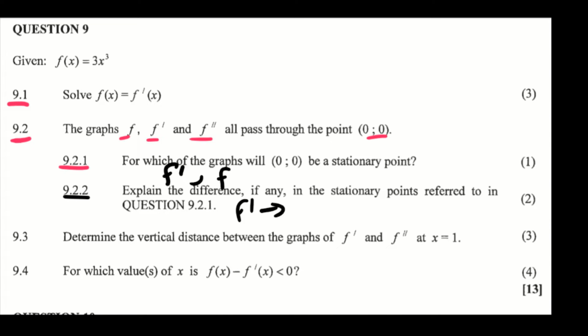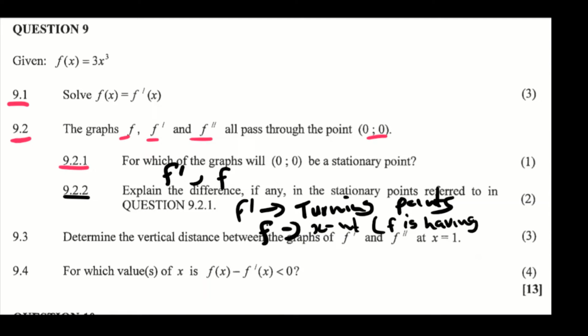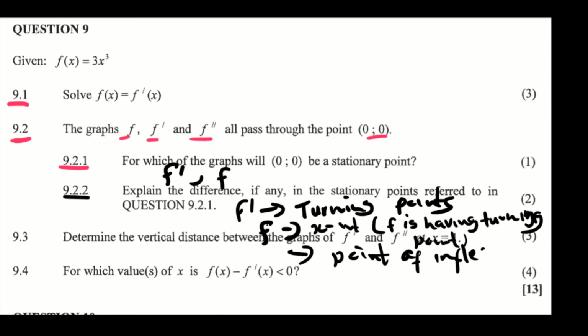So f prime will give you your turning points of the function. So let me write turning points, right? And then our graph of f can give you your x-intercepts when the function f is having the turning point at that intercept, right? Or it can give you the point of inflection.